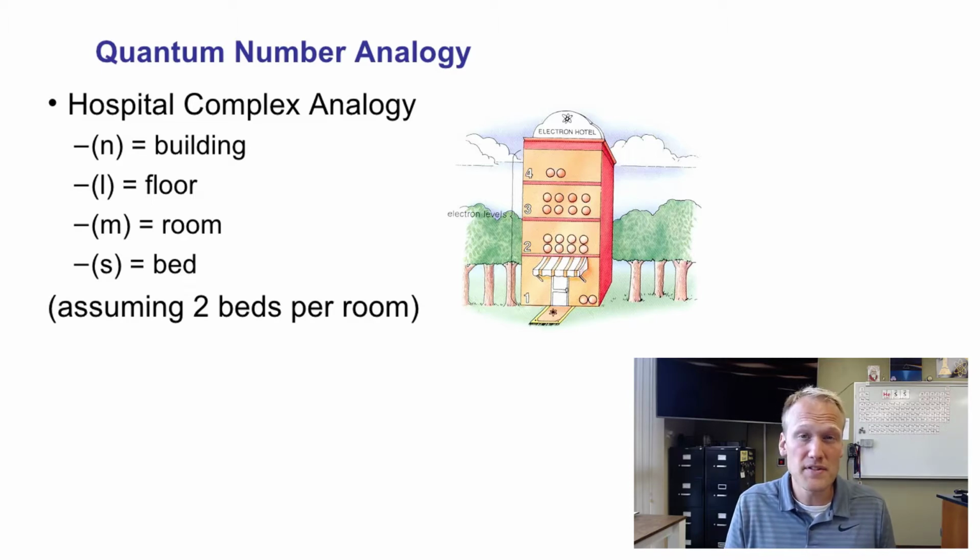The analogy we can use is a hospital complex. So for instance, the most zoomed out level might be the building level. That would be N. And then as we zoom in, what floor of the building are we on, and then what room on that floor, and then what bed in that room. So with the 4 quantum numbers, we get an address for that electron.